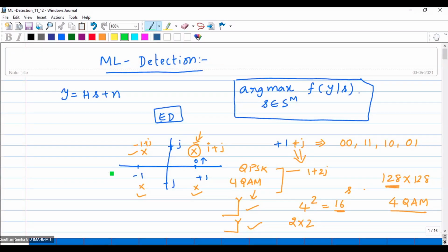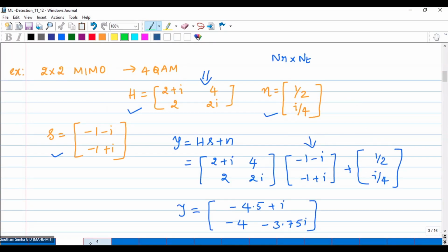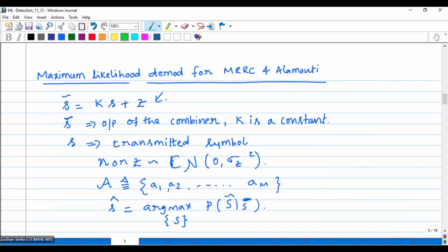and I'll take the next geometrical interpretation of why it has to be done like this. So ML detection we have seen. So what is that argmax and argmin? How do you convert that? A simple example we have seen. So if you calculate the norm in terms of the Frobenius norm squared of y minus Hs, you will have something like this.